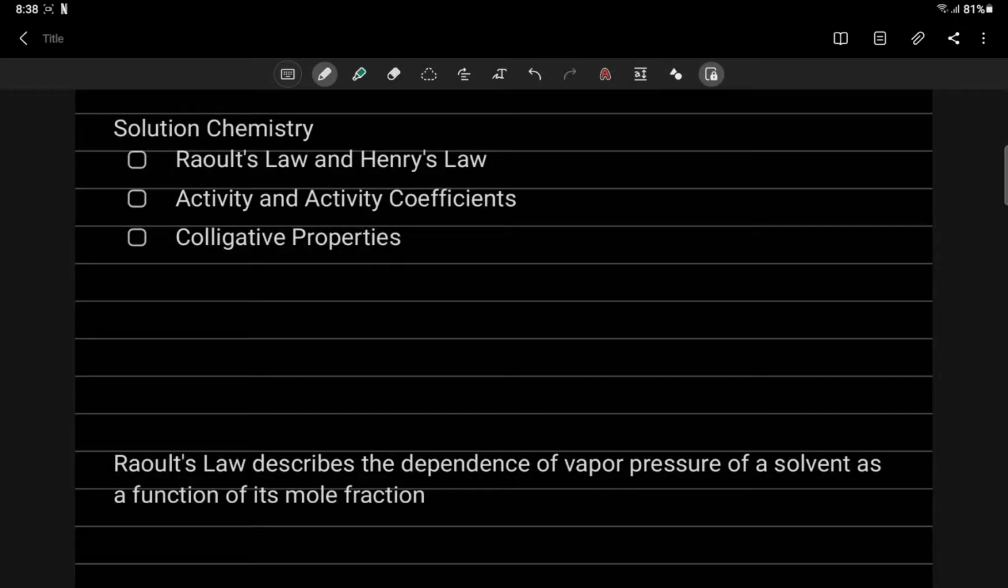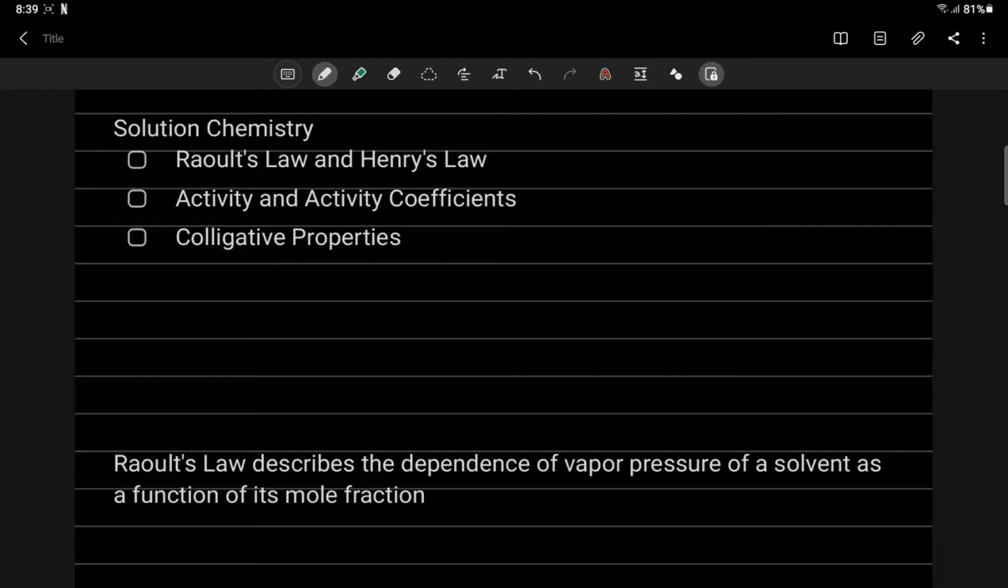Hello everyone. This part of the module will talk about solution chemistry, and in this part we will discuss the following: Raoult's law and Henry's law. We will also discuss activity and activity coefficients, and finally we will have a review of colligative properties. So let's start with the first one.